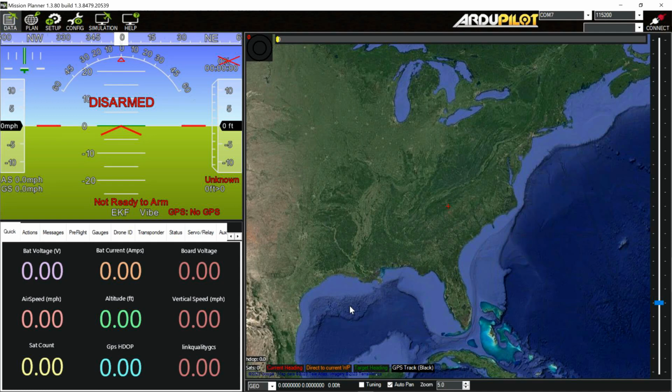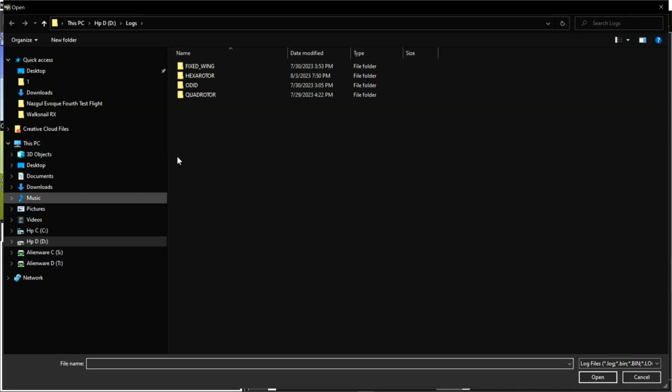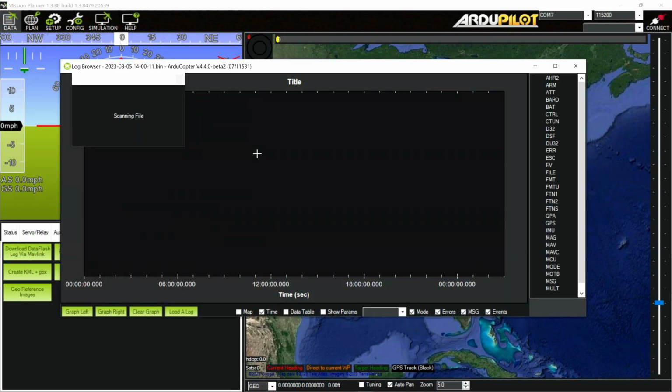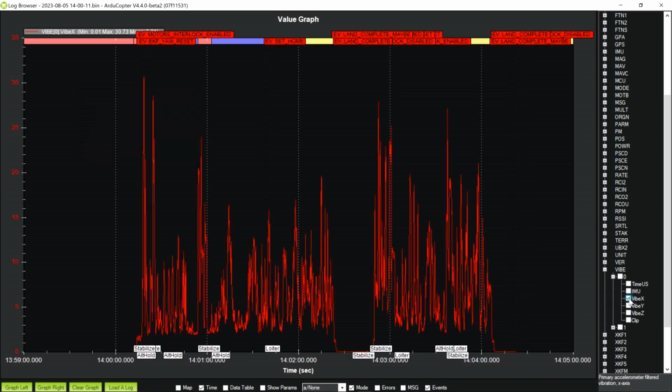I downloaded the Dataflash log and started looking at it. This is one of the logs from yesterday. And what I'm looking for in here is vibrations. Here under VIBE, IMU 0 in the X, here's a graph of those vibrations. And they're down here around 1 or 2-ish, and they go as high as 30 up here.